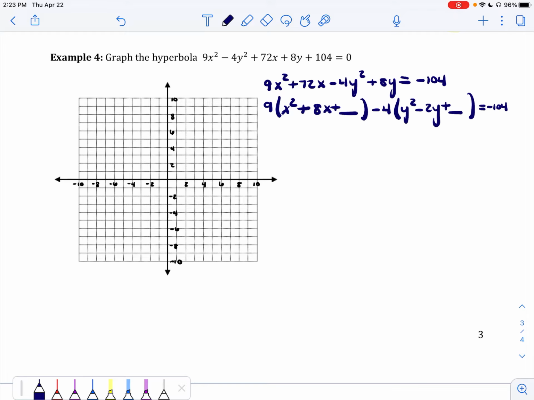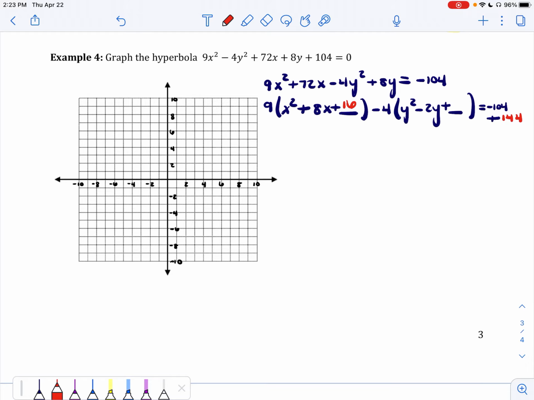Let's try to figure out what we need to add here. Completing our square with the x's, we have an 8 as our b term. Divide that by 2, we get 4. 4 squared is 16. Now remember, it's not as simple as adding 16 to the other side, because we have this 9 out front. So we have to remember to multiply the 16 by the 9, which will give us 144 that we're adding to the right-hand side.